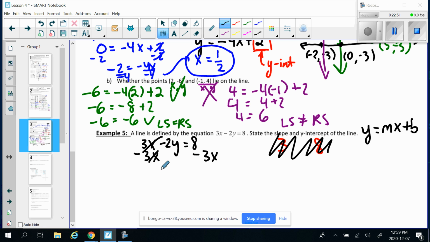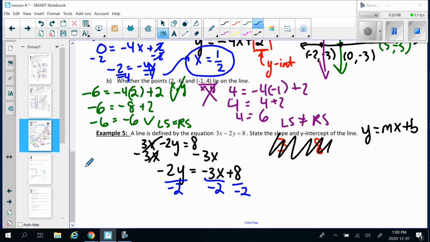If we do that, we have negative 2y is equal to negative 3x plus 8. But then you have to divide everything by negative 2. And what do I mean by everything? I mean like every term. Okay, and then if you do that, then y will be successfully isolated. So then these negatives cancel out, so you're going to have 3 over 2 x minus 4.